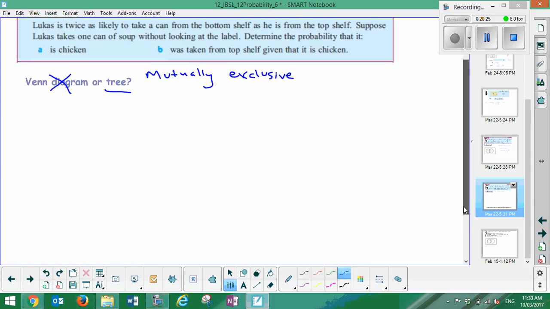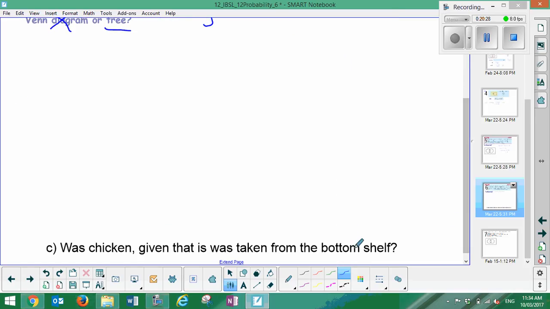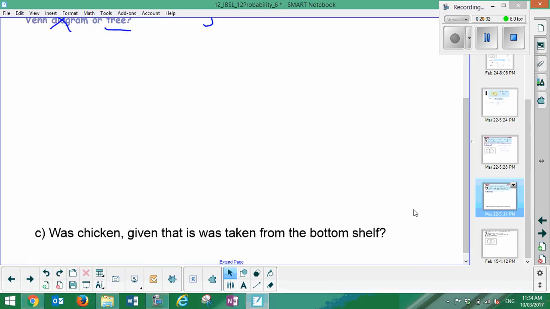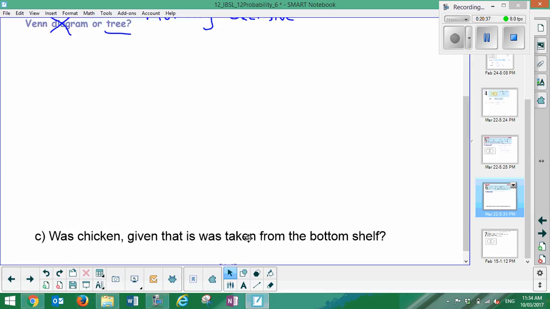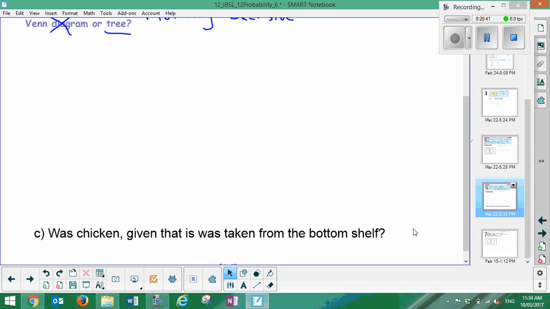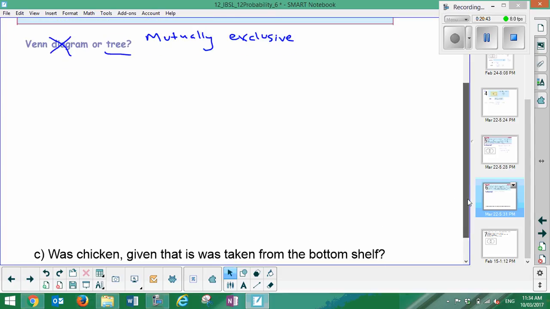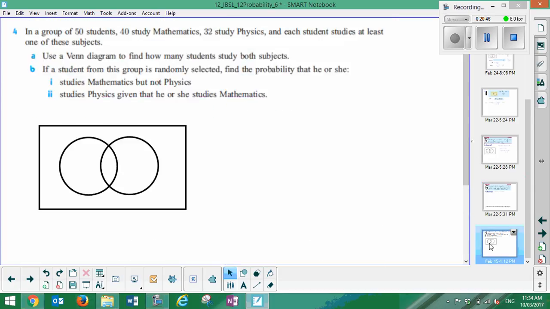And then I want to add one more question that we can look at in class: what was the probability of choosing a can of chicken given that it was from the bottom shelf? That's an extra question we want to look at. So have a go at setting that up ready for class, and this one as well. Number 4 we'll do together in class, looking at these again with conditional probability. So thanks for listening and looking forward to seeing you in lesson.